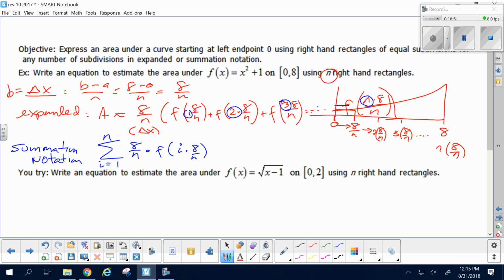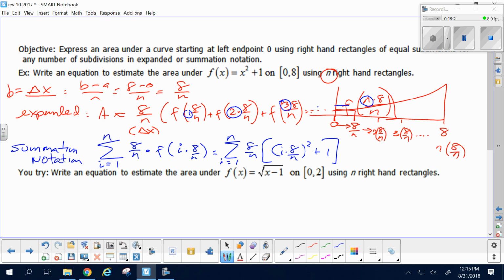That's nice. If you wanted to go more specific and actually use the f of x, we could put in f of x and say this is 8 over n, and instead of f of i times 8 over n, I could write blank squared plus 1, because that's the function, and in the function, say, the i times 8 over n. Cool?